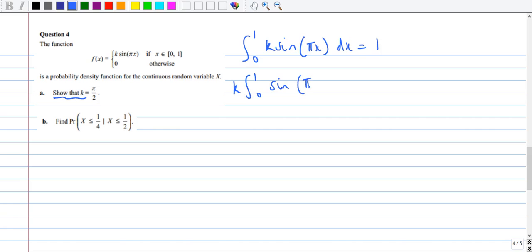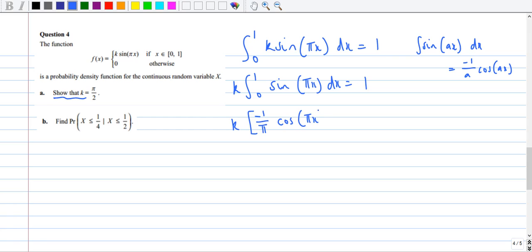And then we're going to need to be able to evaluate this integral. So you need to look on your formula sheet in the exam, and you'll see that the integral of sine ax with respect to x is negative 1 on a cos ax. So this is going to be negative 1 on pi cos pi x between 1 and 0 equals 1.